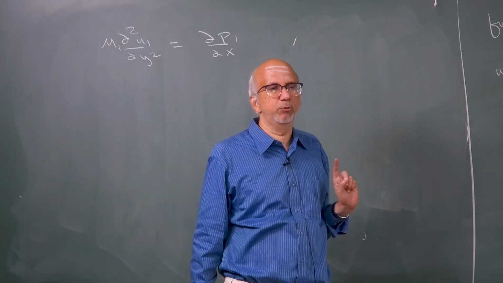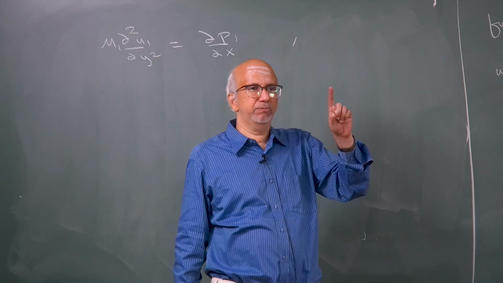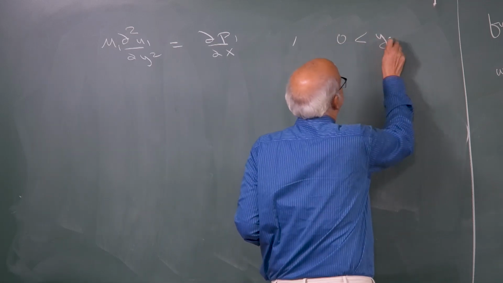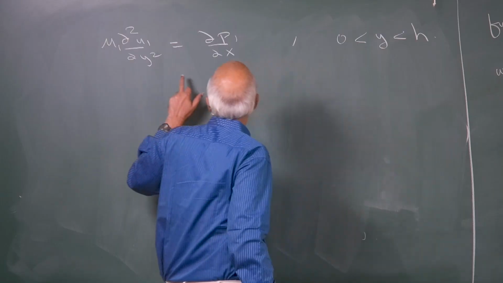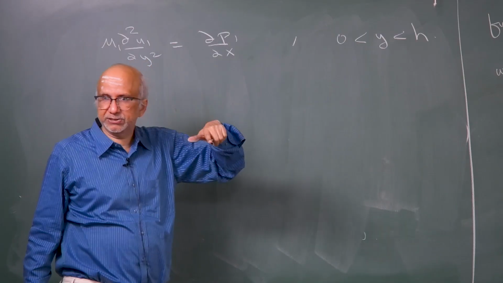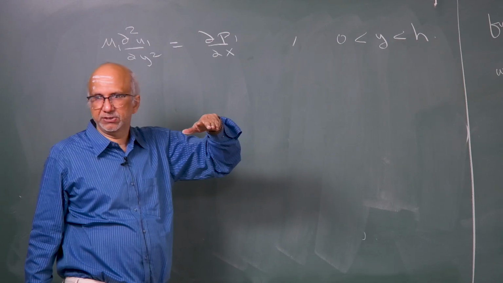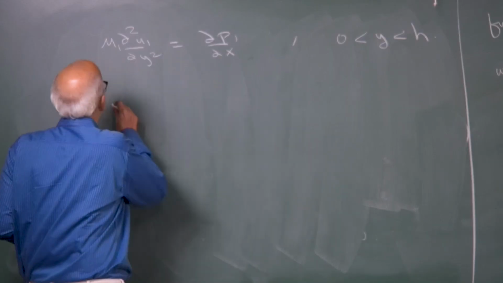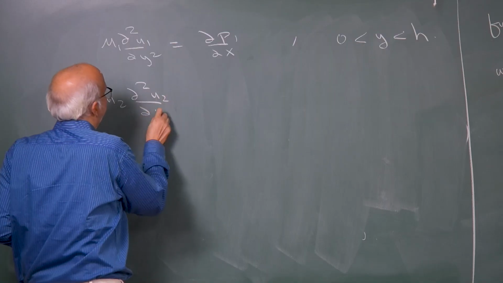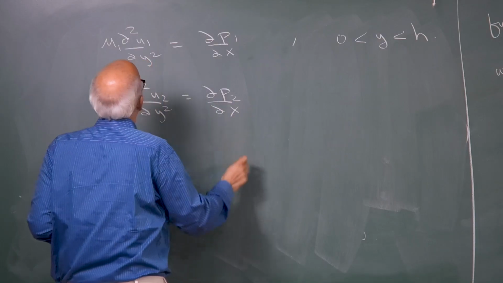So, this is the first fluid. What is the domain over which this is valid? From y going from 0 to h. Okay. This is valid for 0 less than y less than small h, because this is in the first liquid. If you wrote the equation for the second fluid and did a momentum balance, you would get a similar equation which says mu 2 d square u2 by dy squared equals dp2 by dx, correct?